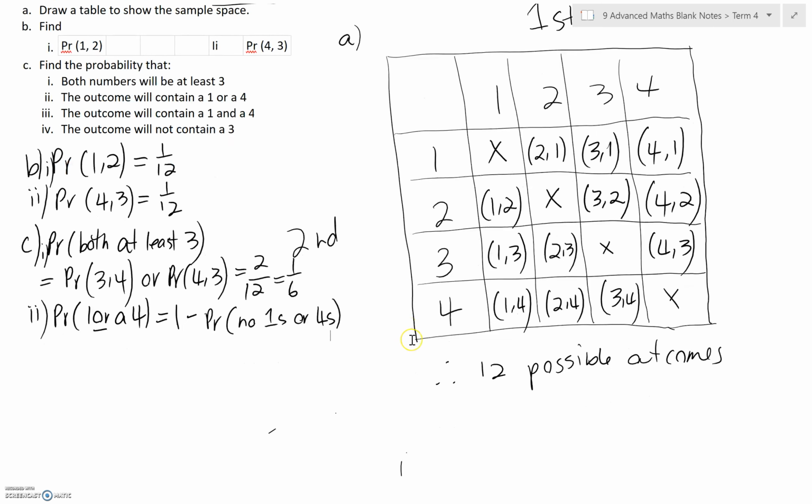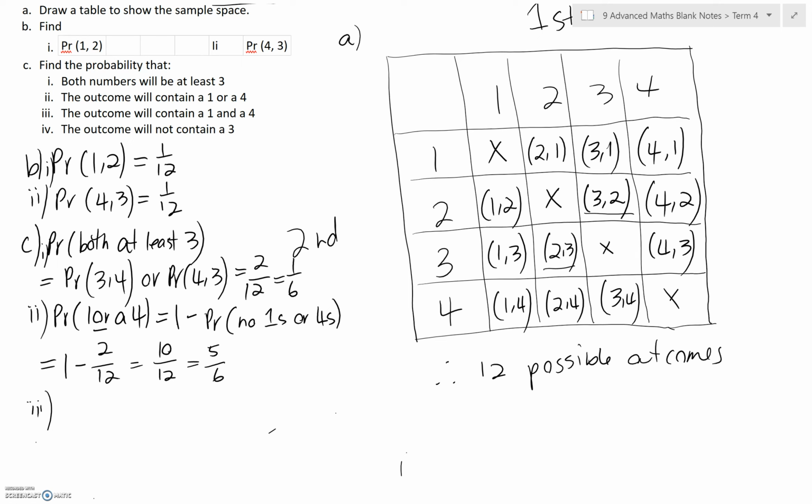Okay, so let's have a look at how many have no 1s or 4s in them. So I can only really see 2, and that's 3, 2, and then 2, 3 that have neither a 1 or a 4 in it. So that means 2 out of 12 outcomes have neither of the values in it that we can have. So 10 out of 12 or 5/6 in this case.